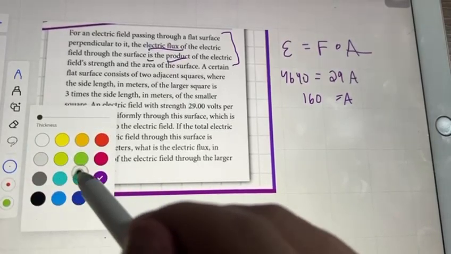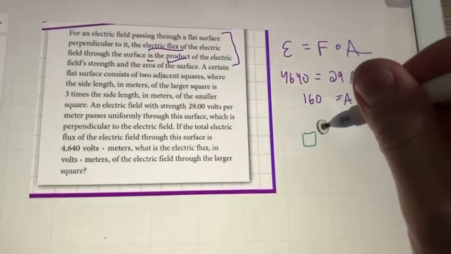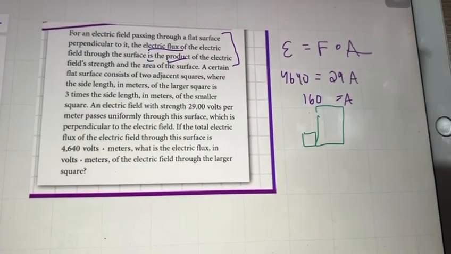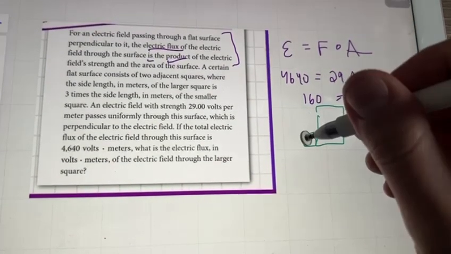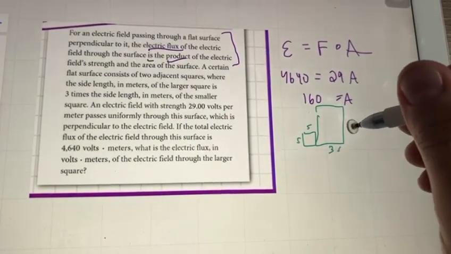I'm told that we have two squares, adjacent squares right next to each other. We have a small square and a square that's 3 times larger. So let's assign a variable. Let's call this side S, and these sides will be 3S and 3S.